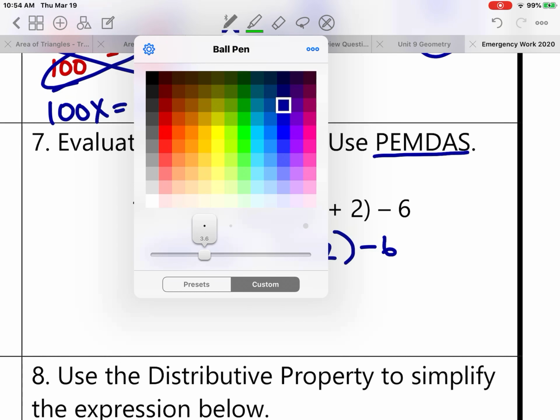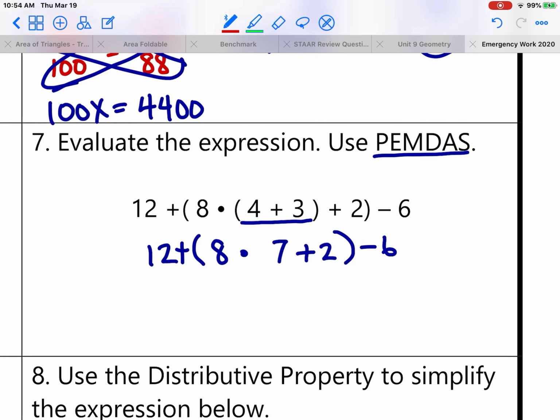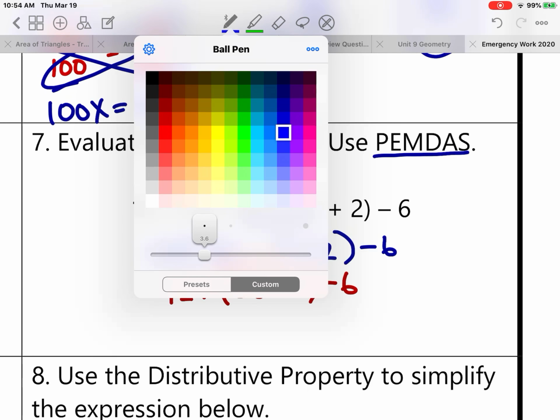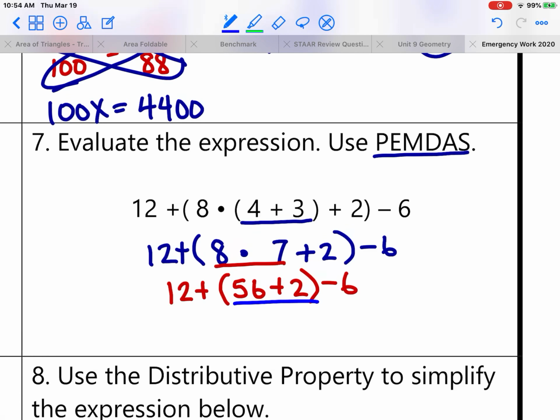Now my next step is going to be inside the parentheses still. Multiplication comes before addition. So now my problem looks like this. 12 plus, what is 8 times 7? 56, right? Plus 2 minus 6. I still have parentheses. I haven't gotten rid of them yet because I've done everything inside the parentheses. So my next step will be inside the parentheses, 56 plus 2. 56 plus 2 is 58. So now I have 12 plus 58. I finally got rid of all the stuff inside the parentheses so I can drop them now.